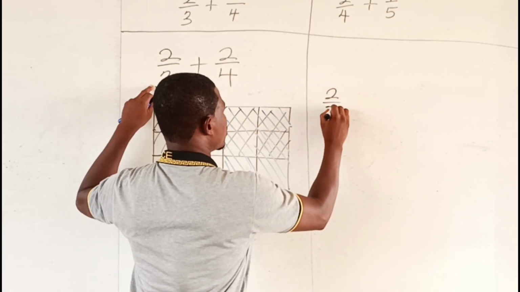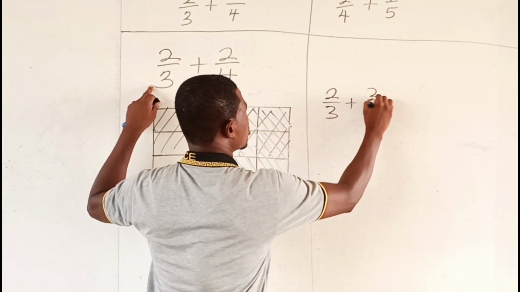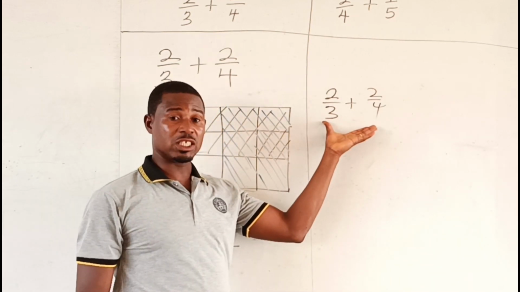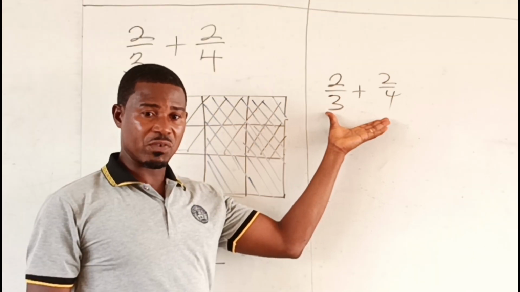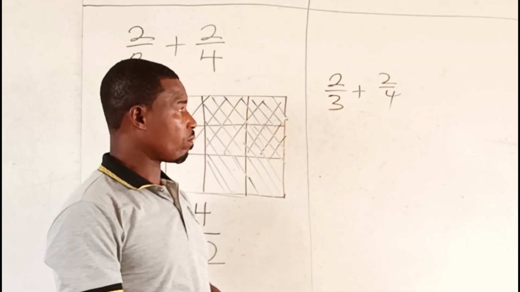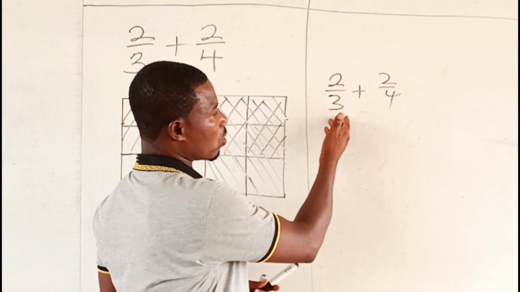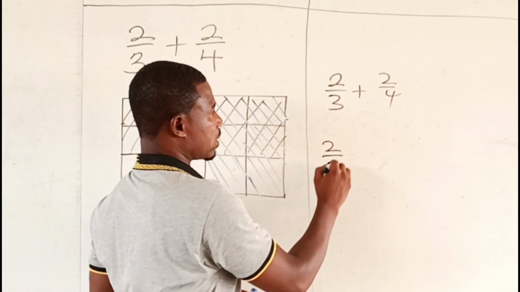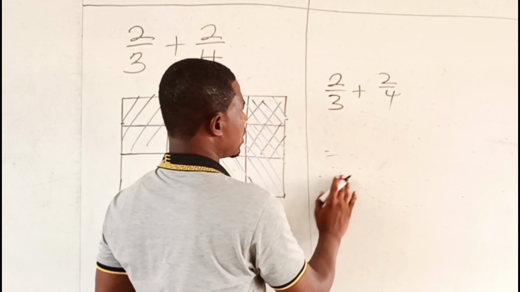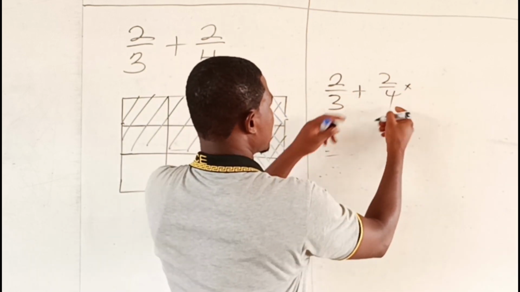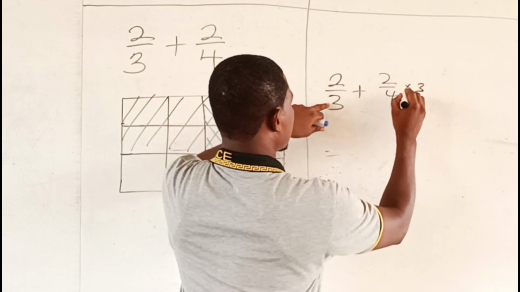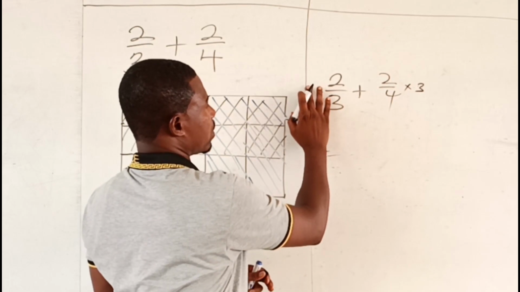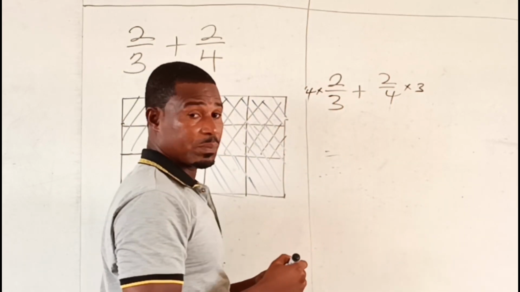Yes. So we have 2/3 plus 2/4. Like I said, we will have to make the denominators the same before we can do the addition. And so how do we do it? We can take 2/3, or let's say we multiply this by 3, this 3, and multiply this by 4, by this 4.